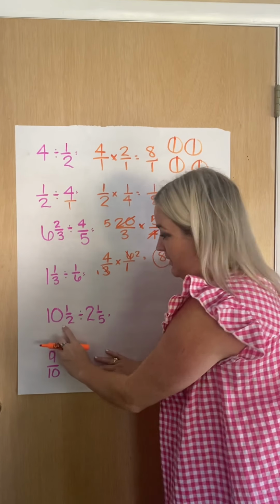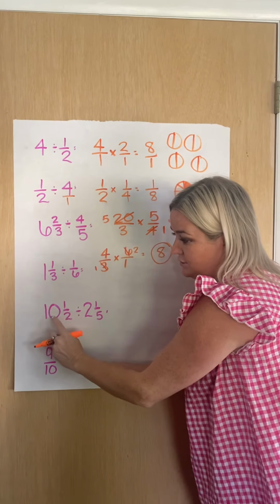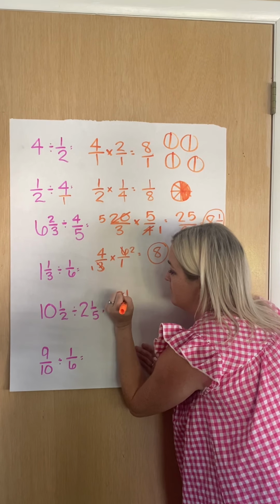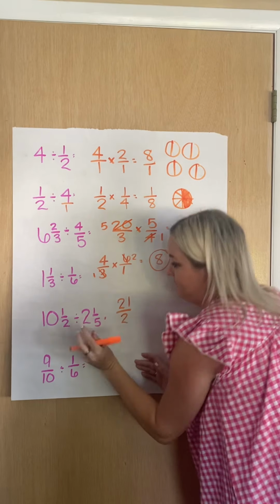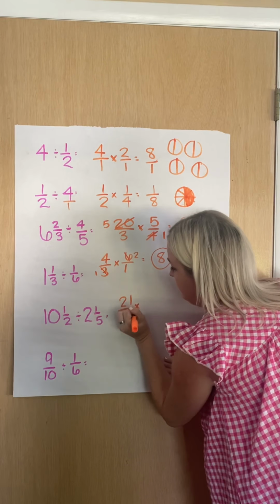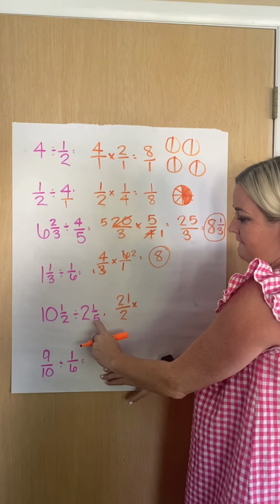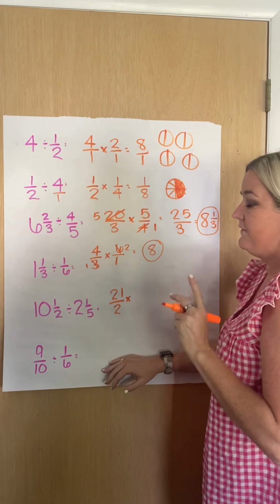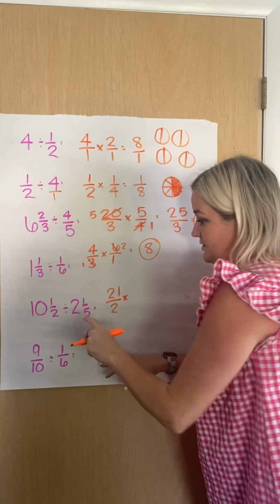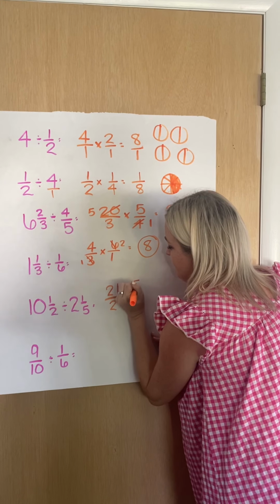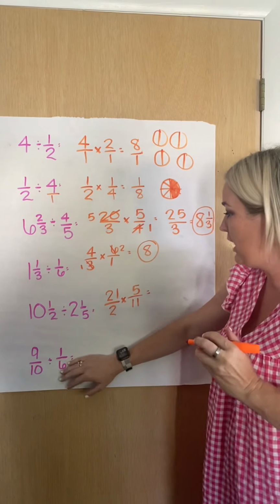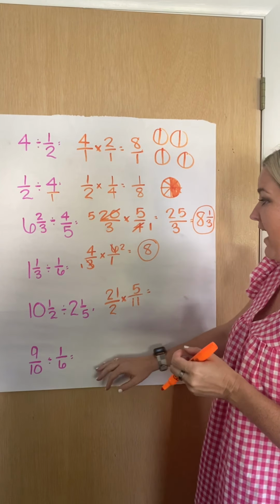Okay, welcome back. So I'm going to do 2 times 10 is 20 plus 1 is 21 over 2. Changing my sign to multiply. And then 5 times 2 is 10 plus 1 is 11. So I have 11/5, but remember we need the reciprocal. So I'm gonna put my 5 up top, my 11 on the bottom. Okay, so I have 21 over 2 times 5 over 11.